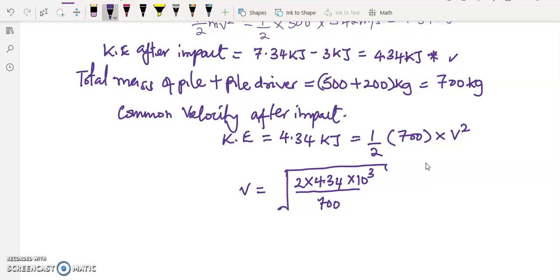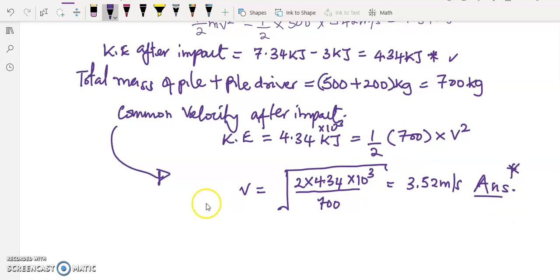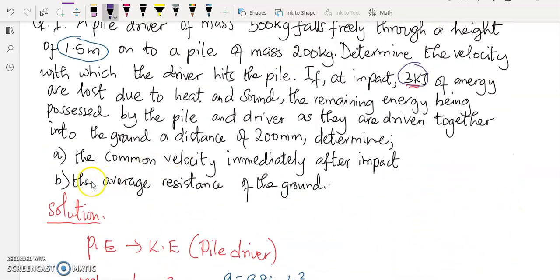Now, remember it was in kilojoules, so you would have multiplied this by 10 raised to 3. That is why you have 10 raised to 3 here. When you work this out, you should arrive at 3.25 or so meters per second. That is the common velocity after impact. So let's look at the second part of the question in the next video, where we're going to look at the average resistance of the ground.